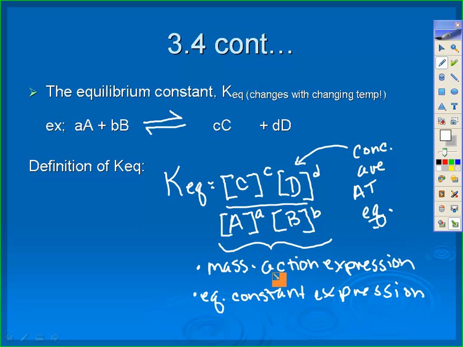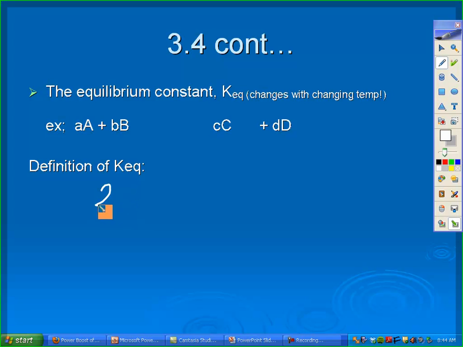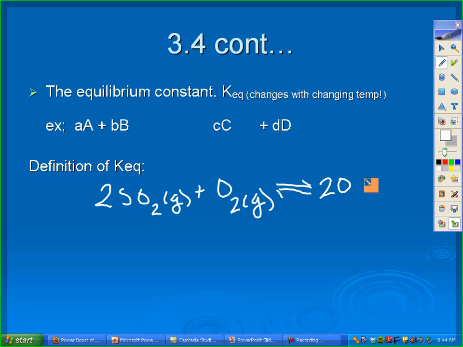That's very important. So what I'd like to do now is to set up your expression for KEQ, your mass action expression or your equilibrium constant expression, for the reaction that we were talking about yesterday, which, just to remind you, looked like this. It was 2SO2, and that was a gas, and that was reacting with O2, also a gas, and in irreversible conditions, product was 2SO3, also a gas.